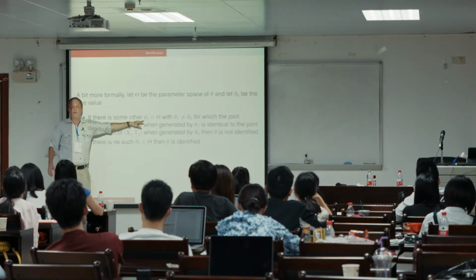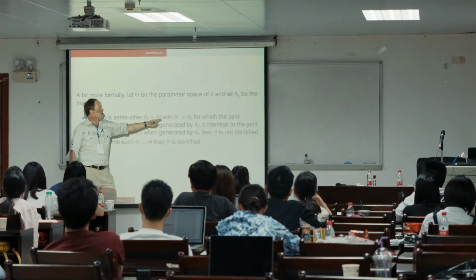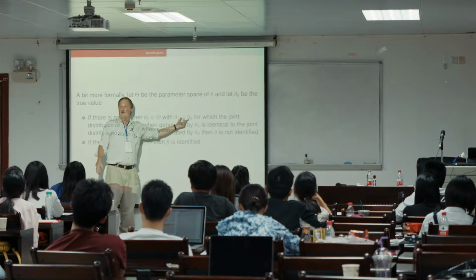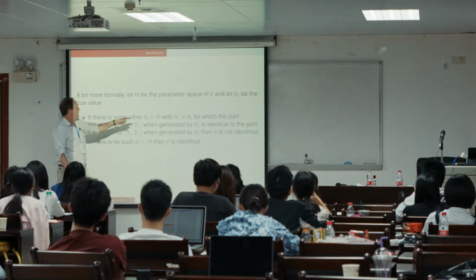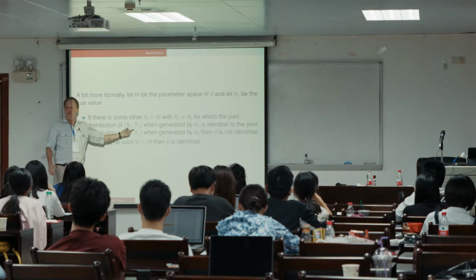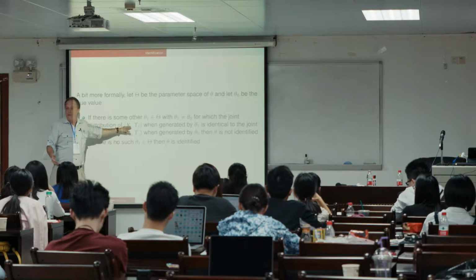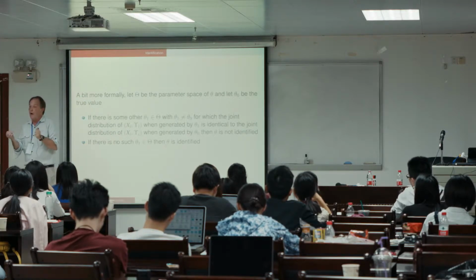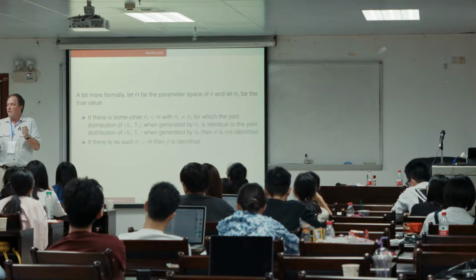If there's some other value, theta 1, inside the parameter space where theta 1 is not equal to theta naught, and theta naught and theta 1 would generate exactly the same distribution of upsilon, of joint distribution of x and upsilon, then I can't separately identify theta 1 from theta naught. Right? Does that make sense?